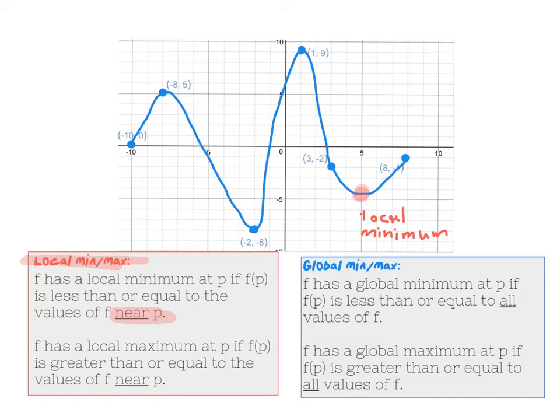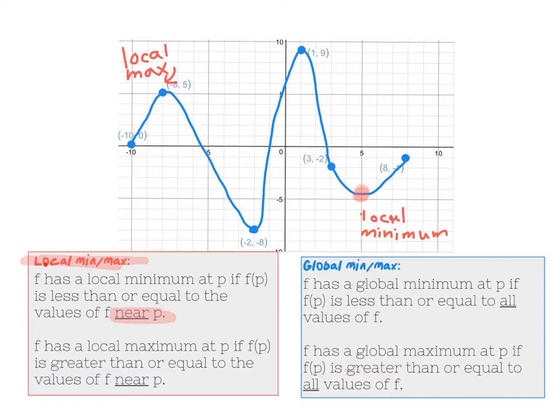Same thing with the maximum. If I look at this point over here, this is a local maximum, because if I look generally around it, if I go a little bit to the left of that point, these y values are smaller. If I go to the right of that point, these y values are all smaller. So in other words, near that point P, this value is either greater than or the same as everything around it. And we compare that to the idea of a global minimum.